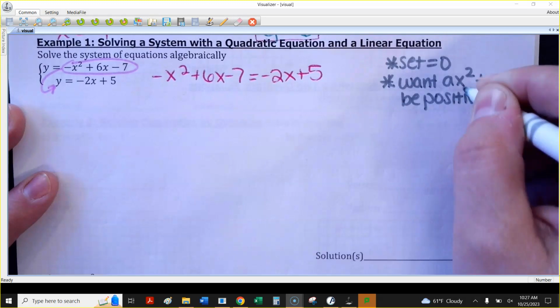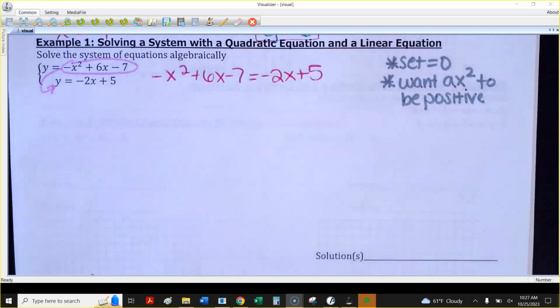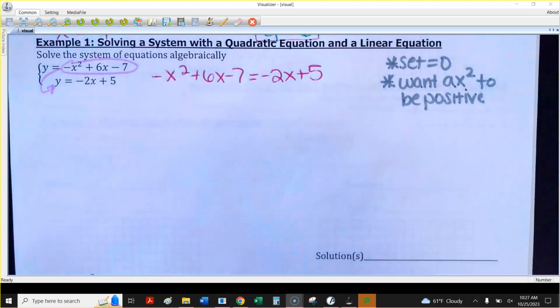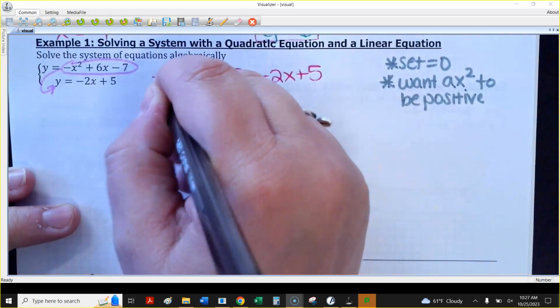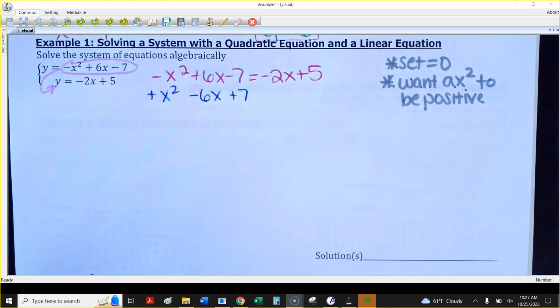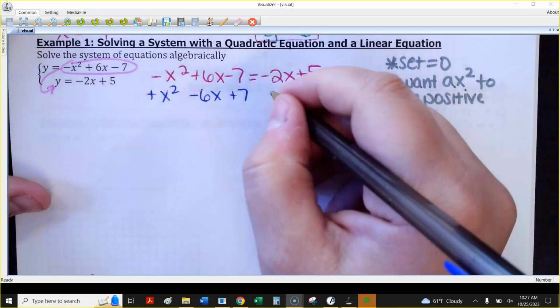If it's not, move it to the other side of the equation. So for this example, I'm going to take that whole quadratic and move it to the other side of the equation to set it equal to 0. That will allow me to get an a value that's positive. So I'm going to add x squared, subtract 6x, add 7. I'm just doing the opposite of each operation to move that to the other side.